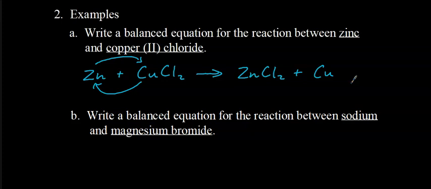Why is it Cl2 and ZnCl2? Well, it's because zinc has a charge of +2. It has nothing to do with chlorine being diatomic. That's only when chlorine is by itself. So let's go ahead and put some states of matter. Zinc is a metal.